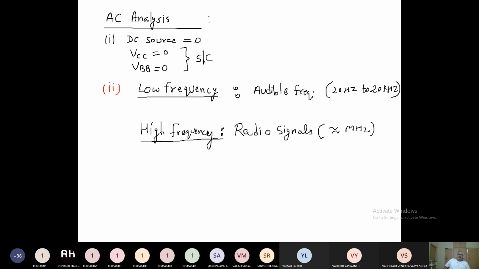Low frequency AC analysis will be done for a signal in the frequency range of 20 Hz to 20 kHz, meaning the signal which is in the audible frequency range. If we are doing analysis of that signal, that will be the low frequency amplifier analysis. And if the signals are radio signals, that is the frequency is in the range of megahertz or more, then we have to do the high frequency analysis. Okay.